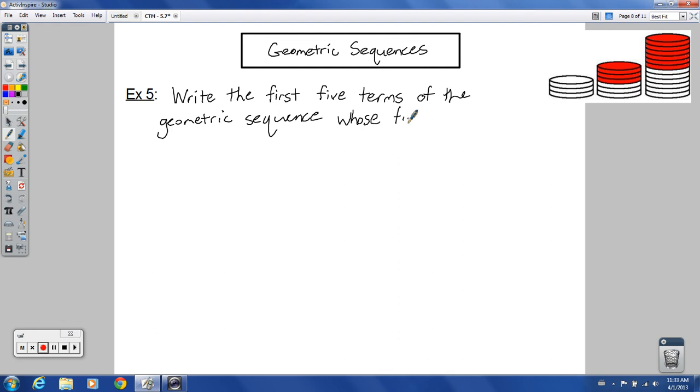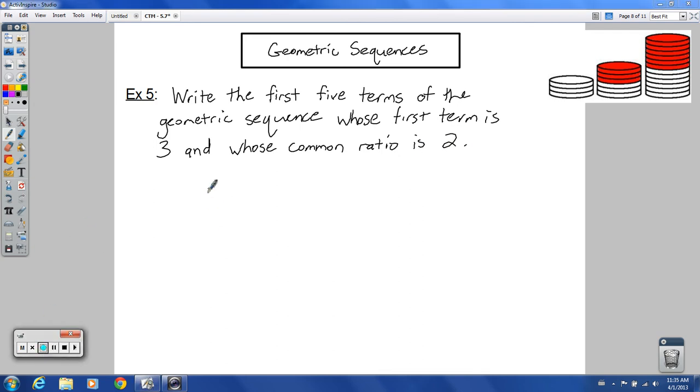whose first term is 3 and whose common ratio is 2. Our solution to this, well, let's write our first term first. First term is going to be 3. It's the first term listed. The common ratio now is 2.